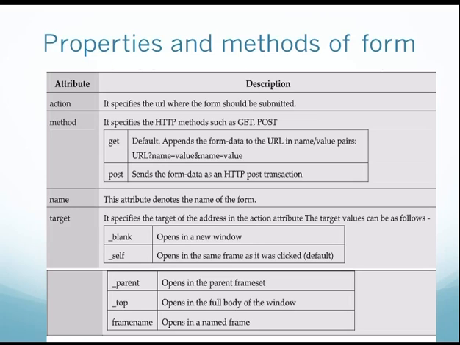So we are not going to use the target attribute much now. Basically 4 attributes: the action attribute, which specifies the URL where the form should be submitted; the method attribute, which specifies 2 values, that is get method and post method; then the name attribute, which is used to give a name to your form; and the target attribute. So these are basically the 4 attributes of the form tag. Okay, so now let's move on to the next slide.